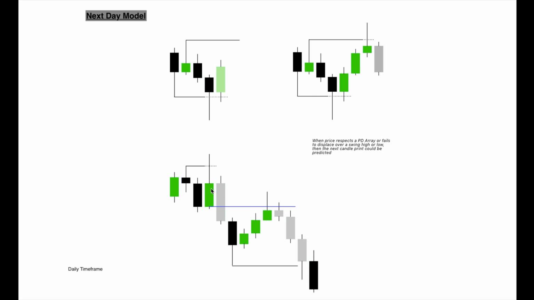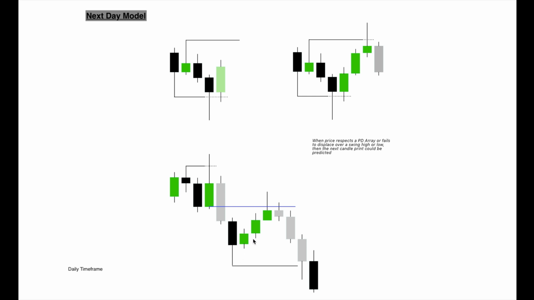Again, looking at another set of price action, you can see that we had a sweep of an old high and then price couldn't displace above it, so we got a close below. So we'd anticipate for the next daily candle to print lower. So we got an open, high, low, close, then price continued even lower.